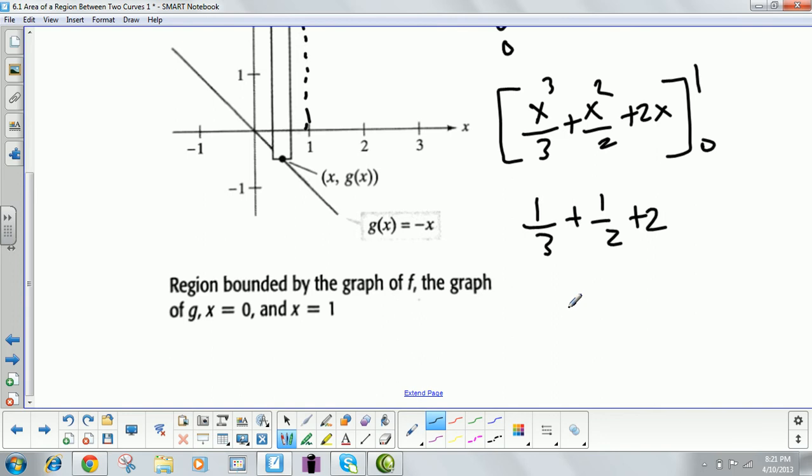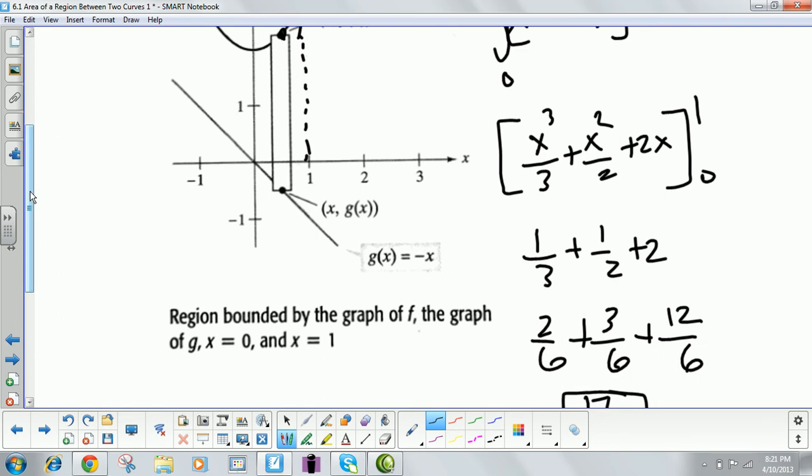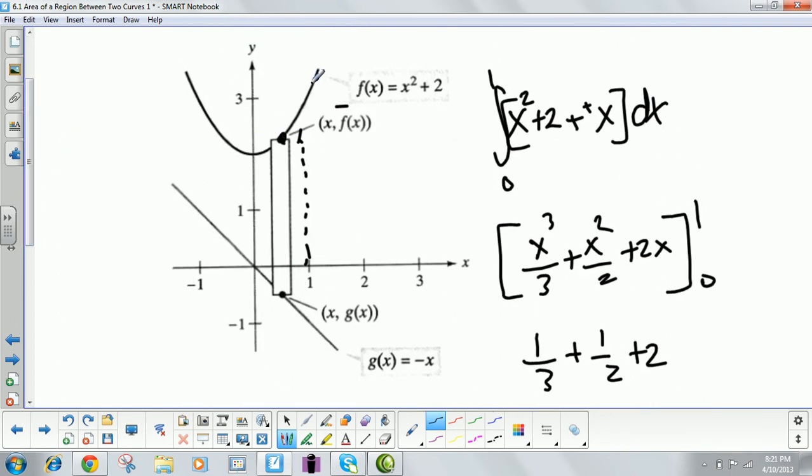Let's go ahead and simplify this. Common denominator of 6, so you'd have 2/6 plus 3/6 plus 12/6, and all of that, when you simplify, equals 17/6. That gives us the total area trapped between all of these curves: your upper curve, which is x squared plus 2, your lower curve, which is negative x, and then between your y-axis and x equals 1.